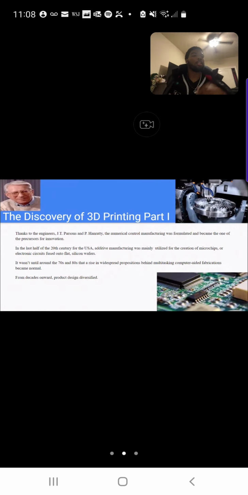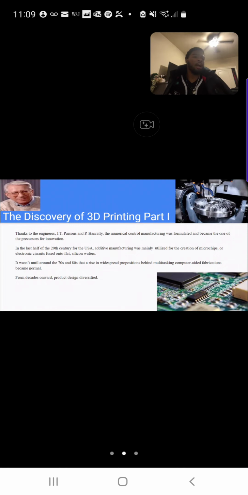Cool. And now we have the discovery of 3D printing part one. So thanks to the engineers J.T. Parsons and P.T. Hennerty, numerically controlled manufacturing was formulated and became one of the precursors of innovation.